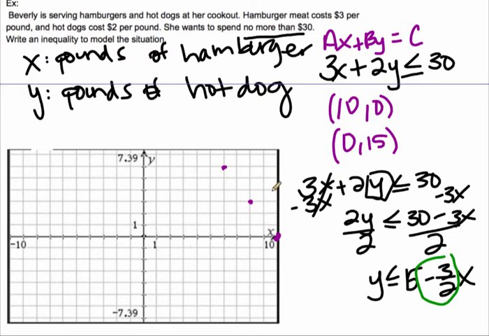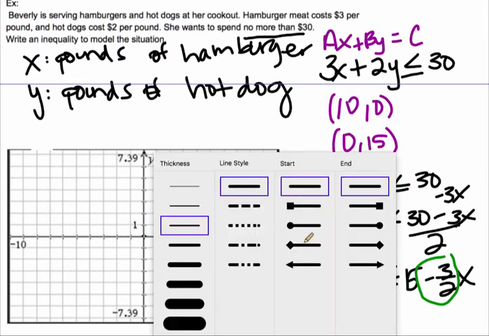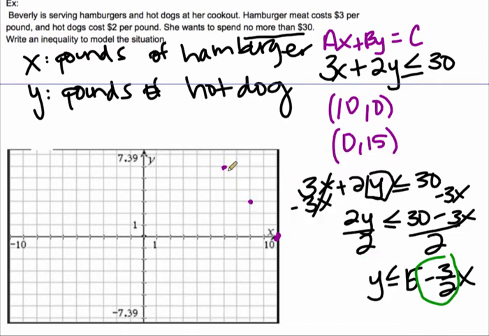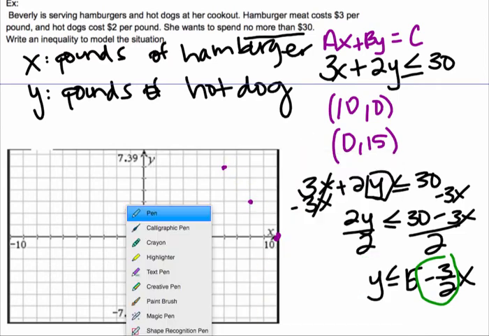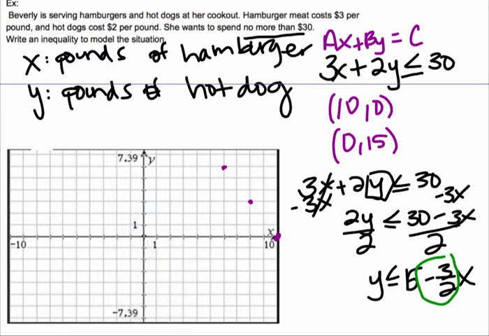Okay, so now I need to make a line. Well, what kind of line am I going to make? According to this, I'm going to make a solid line. All right, so it's going to be a solid line.